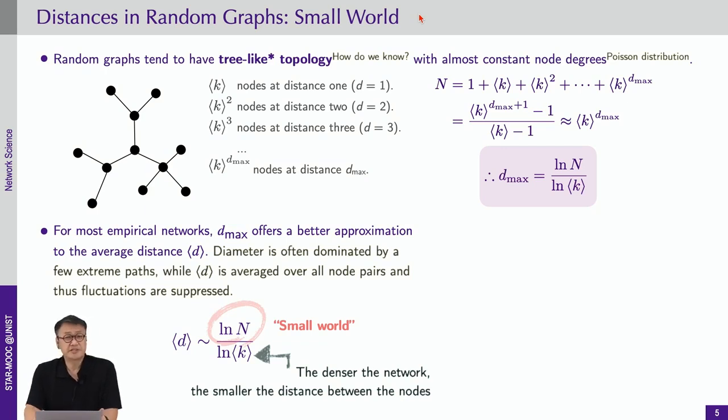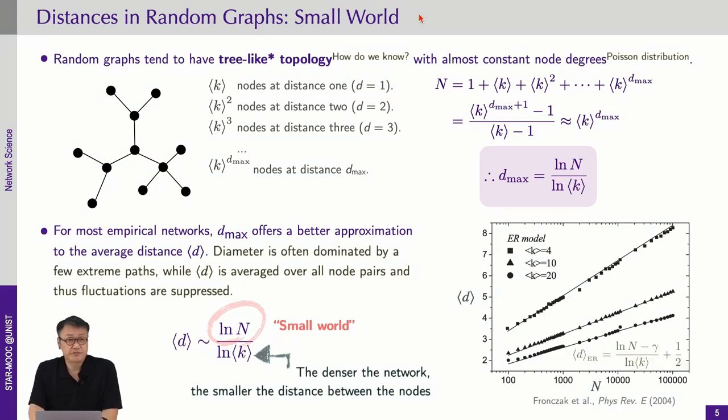If you're not satisfied with my hand-waving argument, this is the reference you may want to consult. A group of Polish authors did a meticulous calculation and showed that the average distance indeed shows the logarithmic dependence on the network size back in 2004. Also, you see that the path length becomes smaller as the mean degree increases.